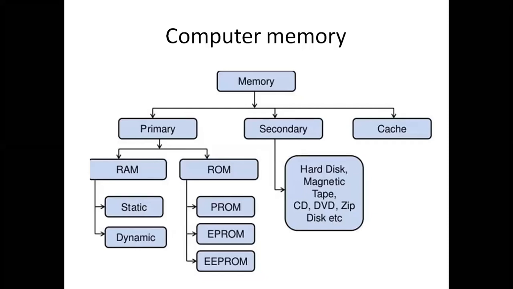So we have cache memory also. It is nothing but the buffer memory. It helps in fast execution. Okay, so it is nothing but the buffer memory. So we have seen the divisions.